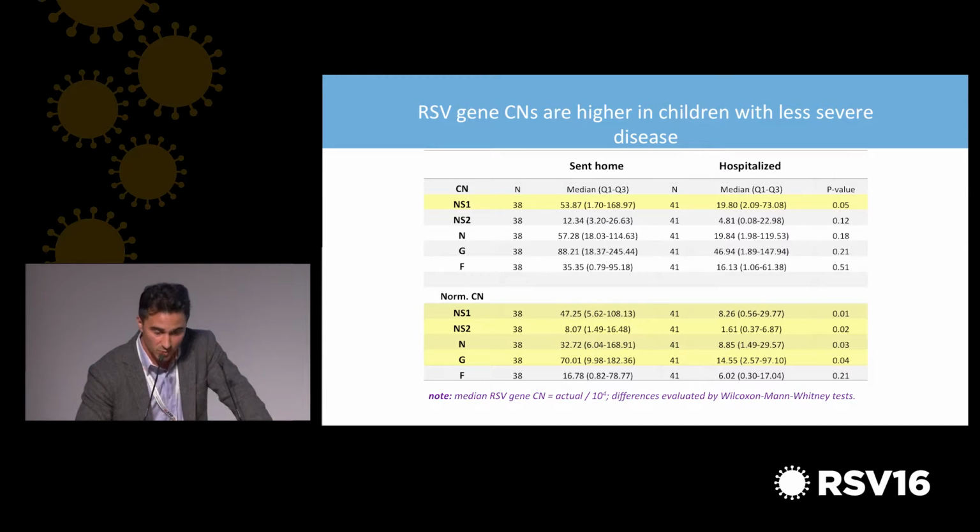And by Wilcoxon-Mann-Whitney test, there's a significant difference between NS1 copy numbers and RNase P normalized NS1, NS2, and G gene copy numbers between kids who were sent home and kids who were hospitalized. And in all cases, the median RSV gene copy number is about 5-fold bigger in kids who were sent home. So there's more virus, apparently, in kids who are better off.